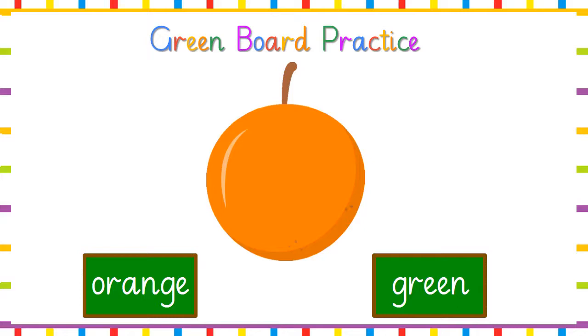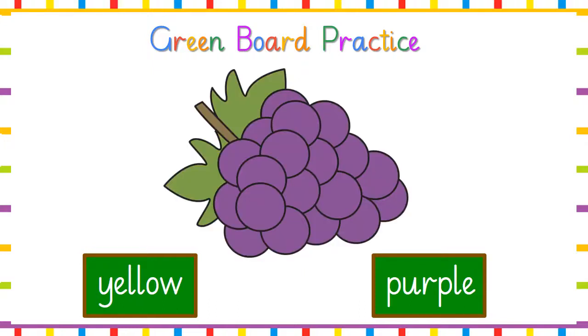What is the color of an orange? Right. What is the color of the grapes? Yes, right. Write the name of the color on the green board.